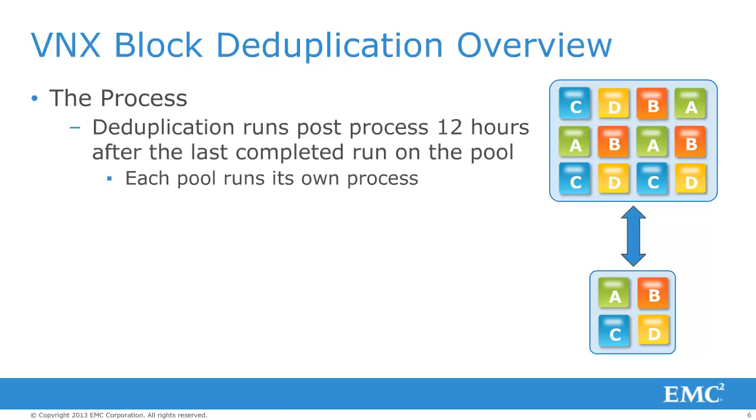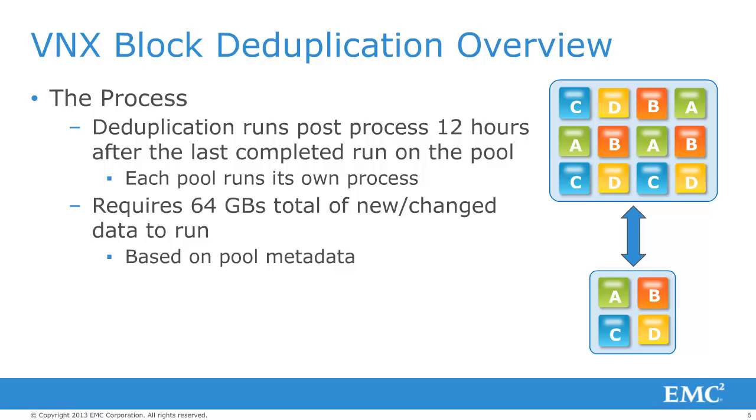VNX block deduplication runs post-process 12 hours after the last completed run on the pool. Each pool runs its own deduplication process. Before the deduplication process runs, the process checks for 64 gigabytes of new or changed data. If 64 gigabytes of new or changed data is not found, deduplication is not run and the 12-hour timer is reset. The pool metadata is checked for the 64 gigabytes of changes, which eliminates the need to check all of the deduplicated data within the pool.